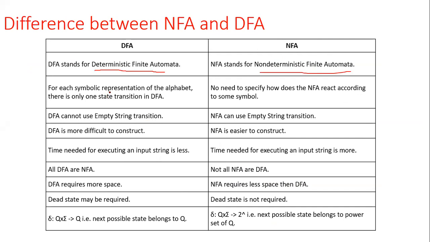For each symbolic representation of an alphabet, that is the input, there is only one state transition in a DFA. Here, no need to specify how the NFA reacts to a symbol. It may go to one state, otherwise it may go to many states. A DFA cannot use empty string transitions. There is no epsilon in a DFA, but here we are using epsilon.